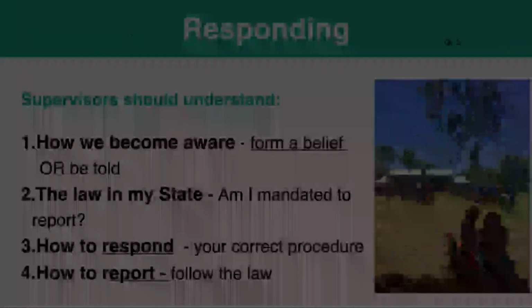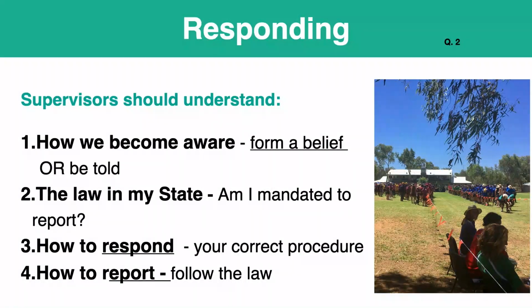So, secondly then, we need to know how to respond. Now, we should really understand how first we became aware, and the two different ways lead us to respond in two different ways. We might become aware by forming a belief or being told, as we just said. The second thing we need to understand is, what is the law in our state? Am I mandated to report this abuse if I suspect it? And how should I respond? What is your correct procedure in the residence in which you work? And how are you to report the behaviour or the concern? You must follow your law for your state, and that would be described in your procedure as well.